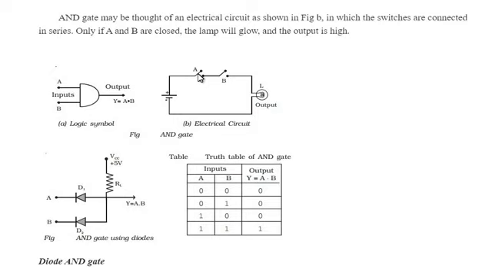Now case 3, if switch A is 1 and B is 0, means switch B is open and switch A is closed. Again this circuit acts as an open circuit, therefore output will be 0, means this lamp switches off. Now as any one switch is open, then this circuit acts as open and the lamp will not glow, therefore output will be 0. Now let us check the last case.